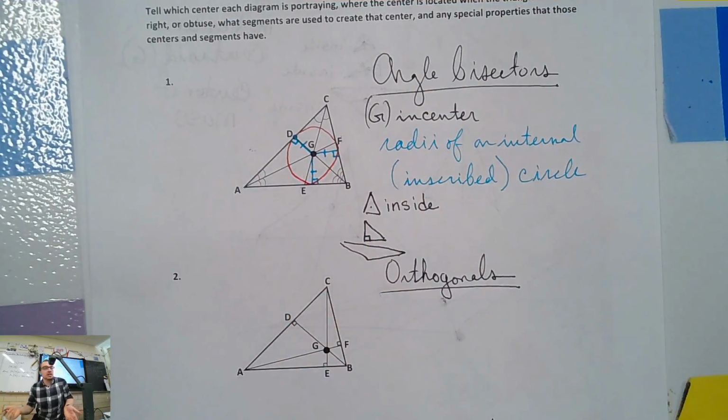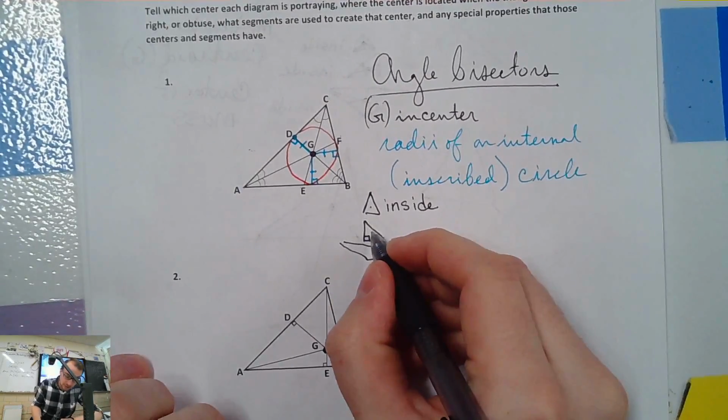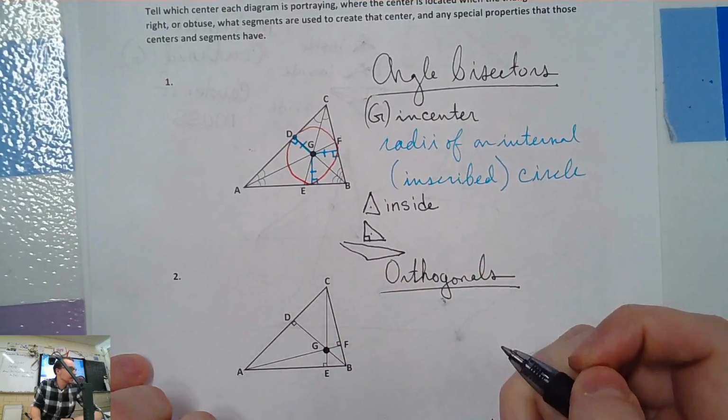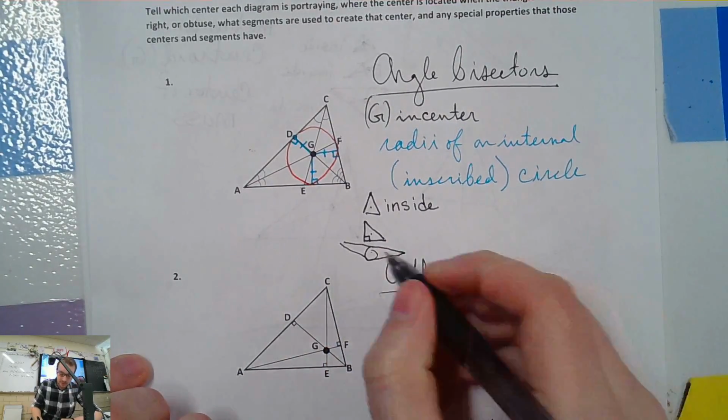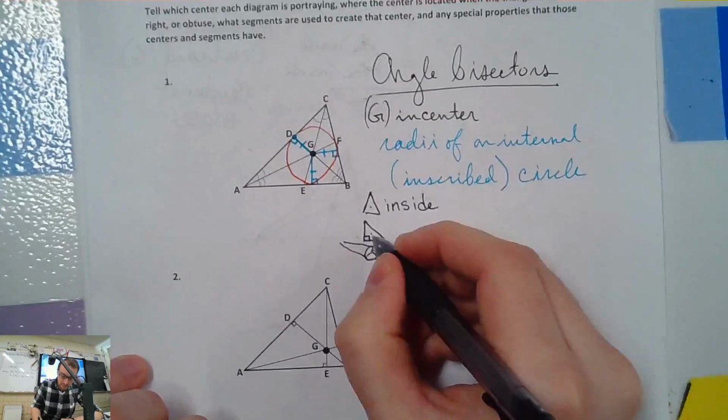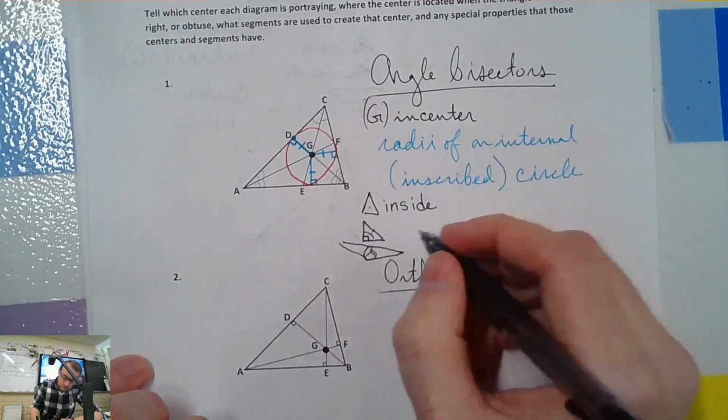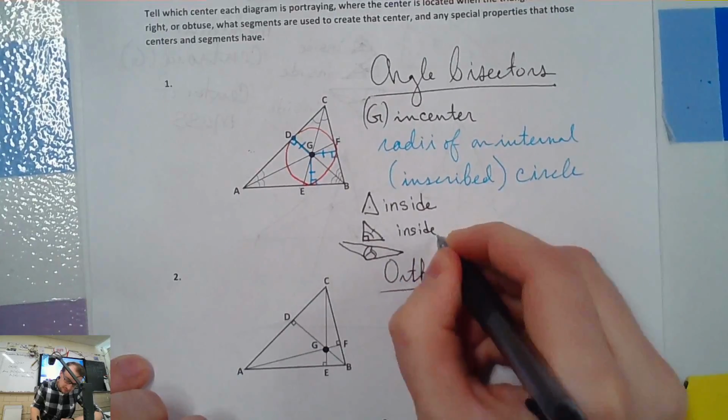But if the circle's inside, will the center be inside? Oh, yes. So even if it's a right triangle, that circle will still be inside. Even if it's an obtuse triangle, the circle will still be inside. It'll all be the same distance from every side, right? So of course it's always inside.